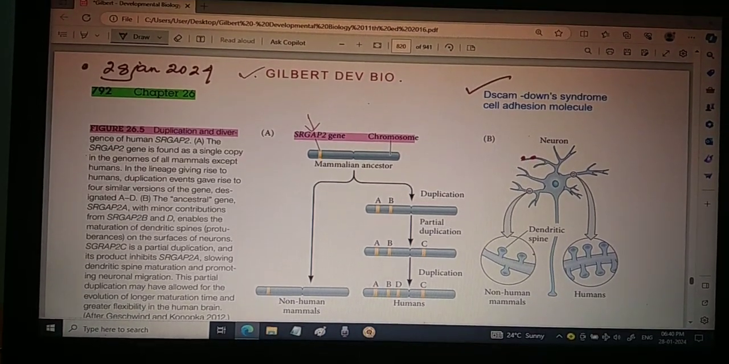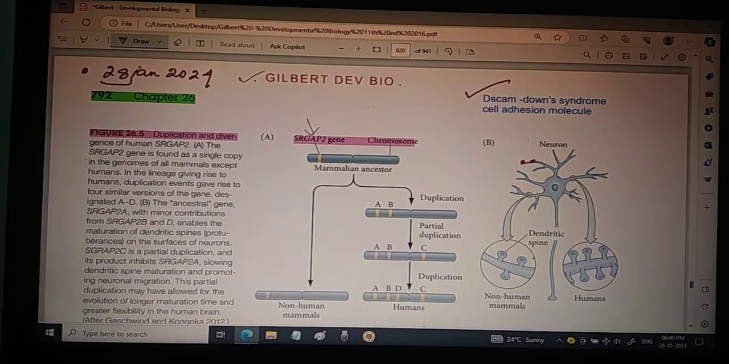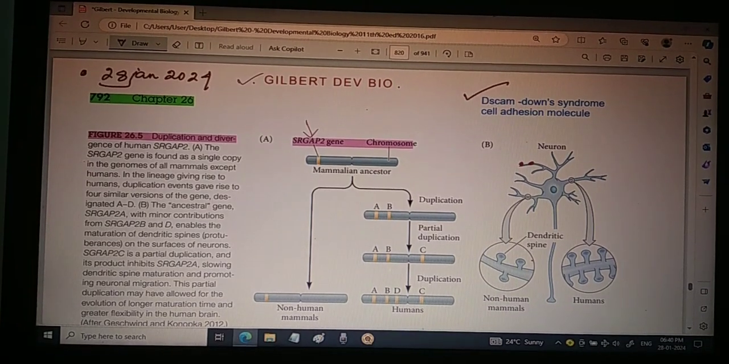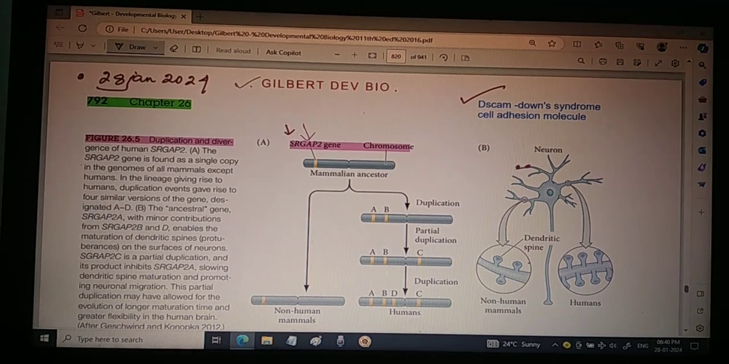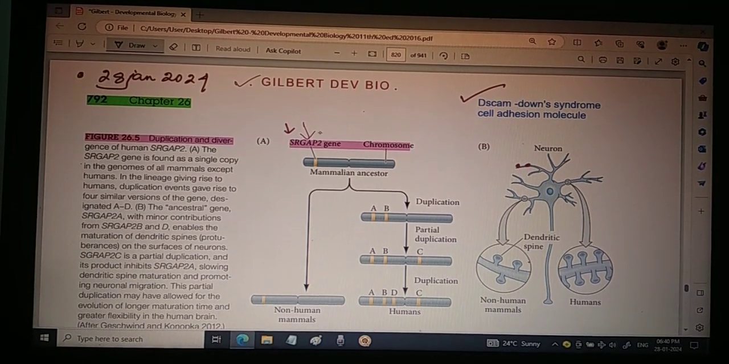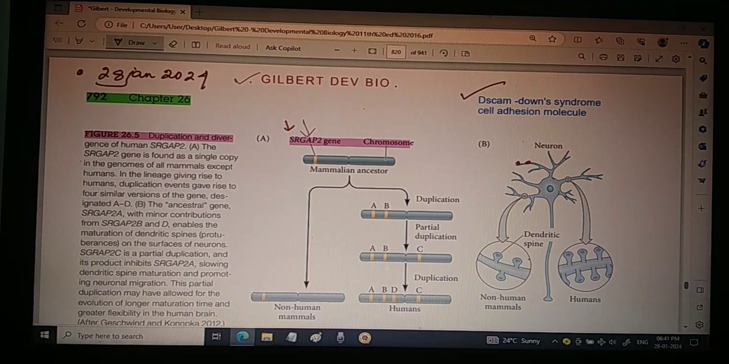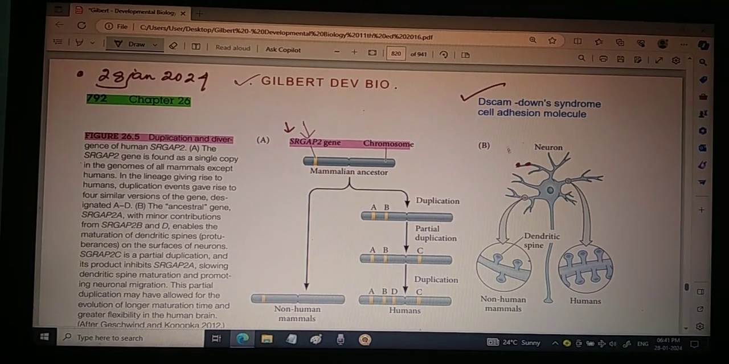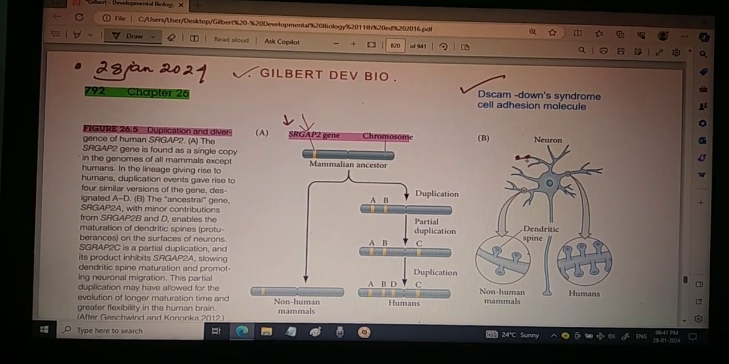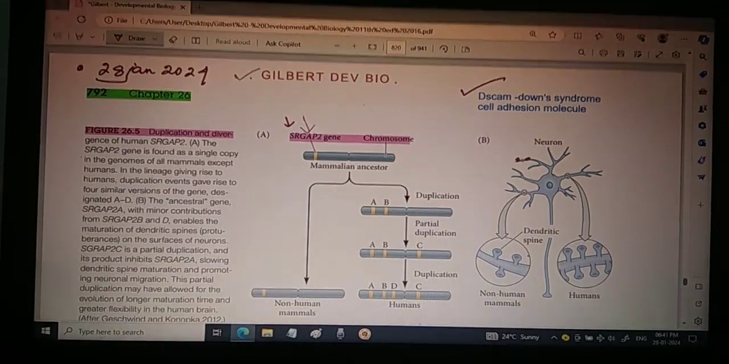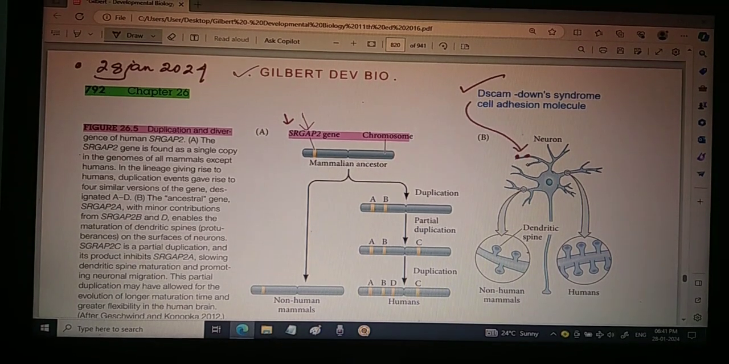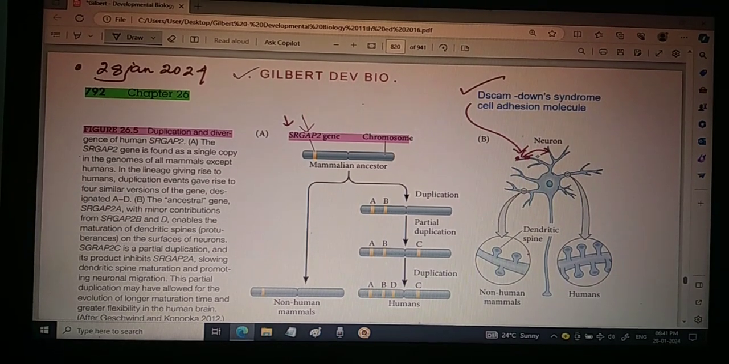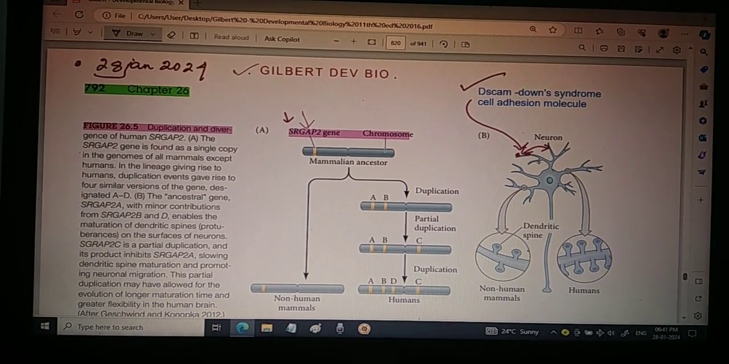Today we'll try to understand an interesting topic in developmental biology: the development of the human brain and cognitive development during the course of evolution. There's one gene given here, the SRGAP2 gene, whose duplication is associated with the increase in human IQ and cognitive development. Cognitive development is also associated with the DSCAM protein that we have already discussed in a previous video. This DSCAM protein, present in the dendritic region of a neuron, doesn't allow communication between the dendrites of the same neuron.